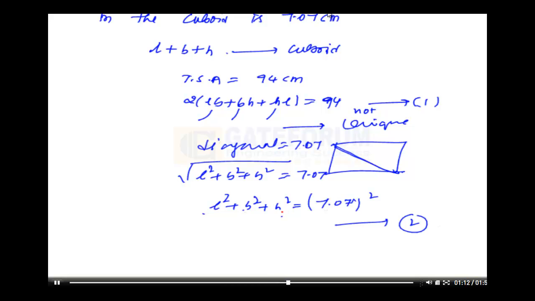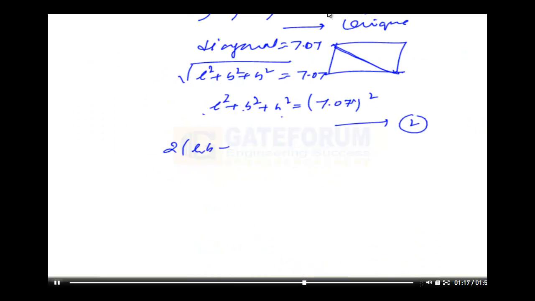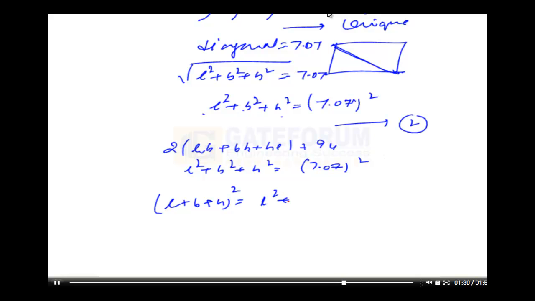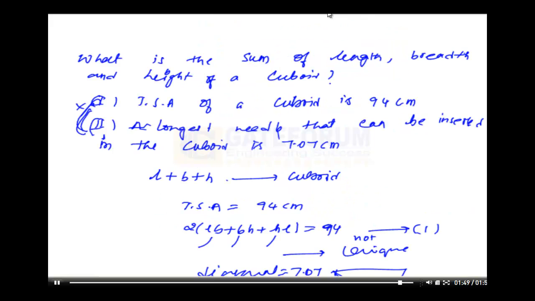Now let us combine both the statements 1 and 2. We have 2 times of LB plus BH plus HL as 94 and L square plus B square plus H square as 7.07 whole square. Now let us combine them. We'll use the formula L plus B plus H whole square, which is L square plus B square plus H square plus 2 times of LB plus BH plus HL. We know the values of L square plus B square plus H square as well as the next term, from which we can find L plus B plus H whole square, from which we can find L plus B plus H. That means we can answer this question by combining both the statements 1 and 2.